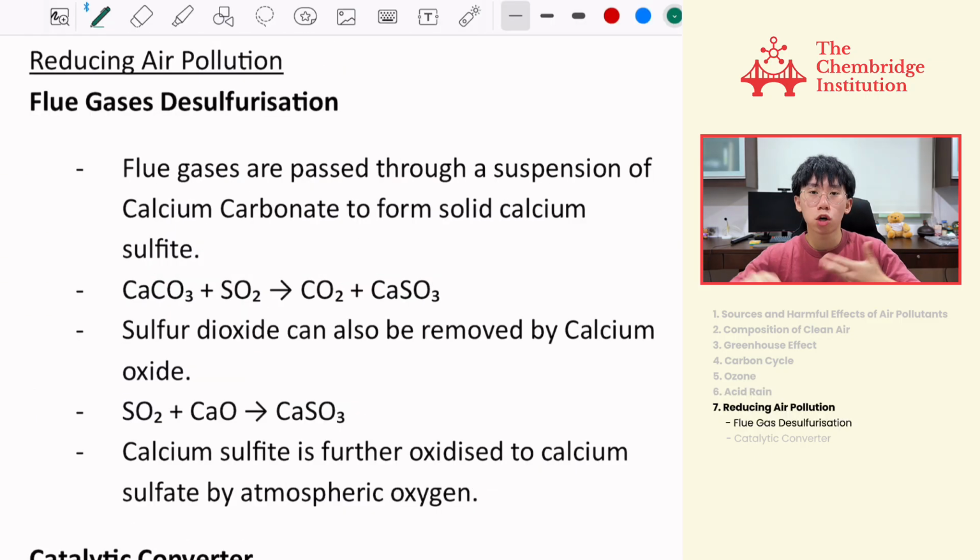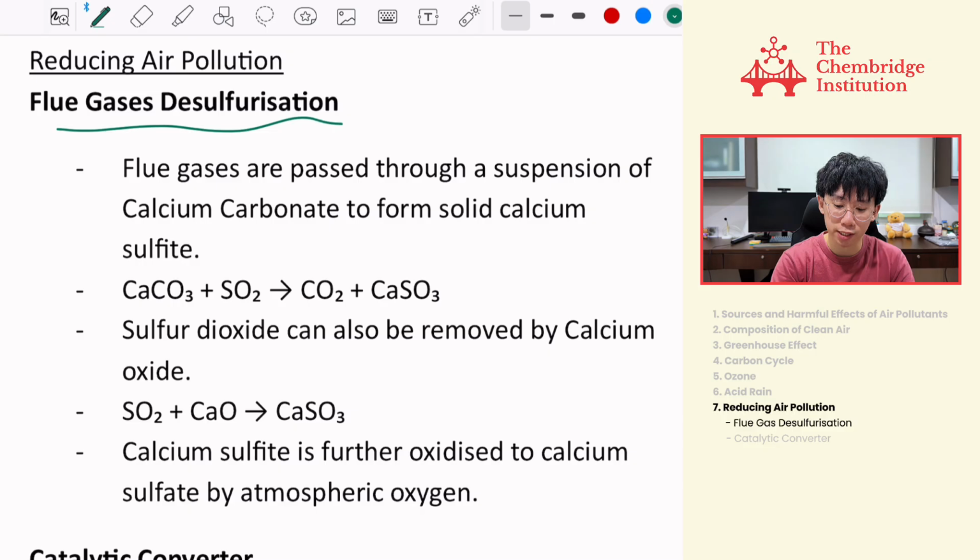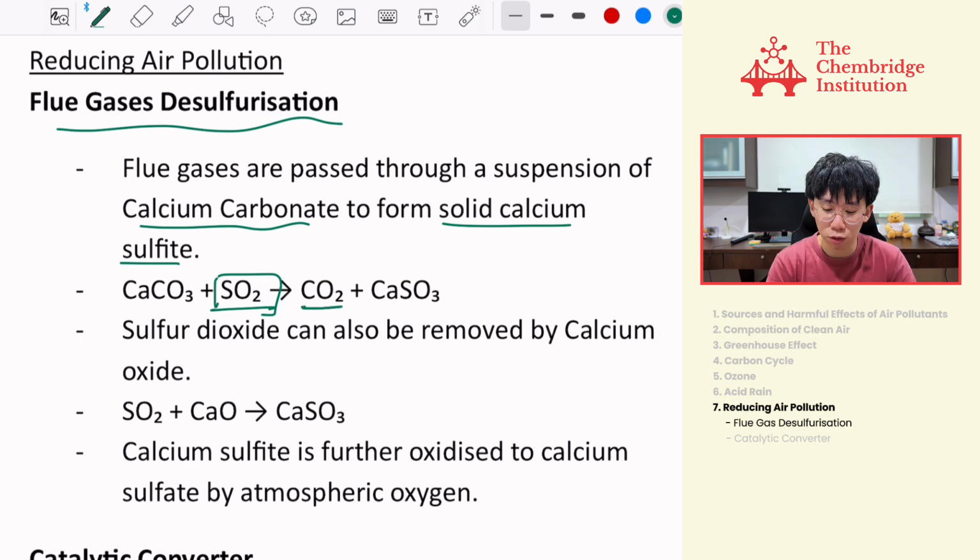Okay, so with all this talk about air pollution, how are we reducing the amount of air pollution? The first method that we have to learn is flue gas desulfurization. So we will pass these flue gases through a suspension of calcium carbonate to form solid calcium sulfite. This is the way to tackle the production of SO2. Through this reaction, you'll still produce carbon dioxide, but at least you will get rid of your sulfur dioxide, which is quite a deadly gas.